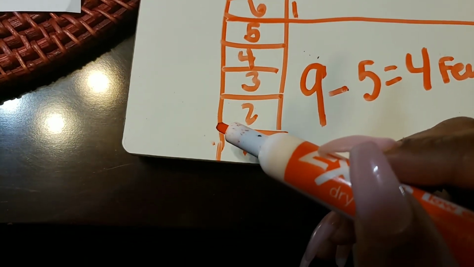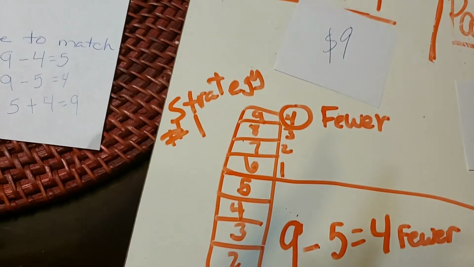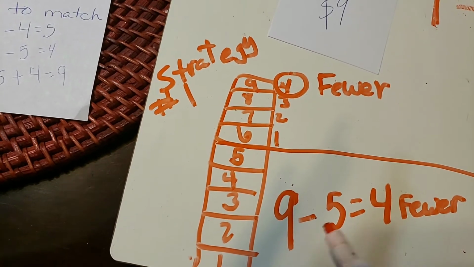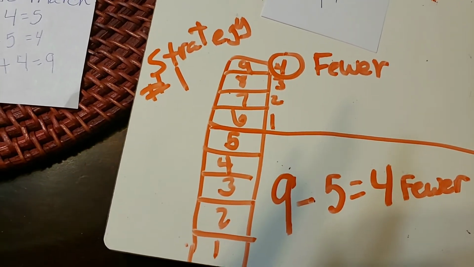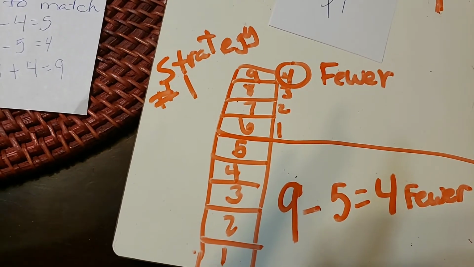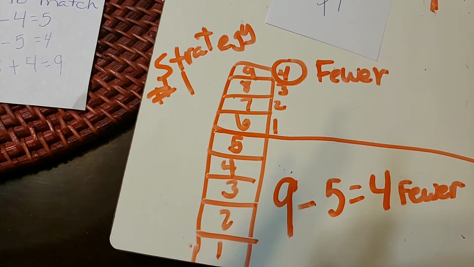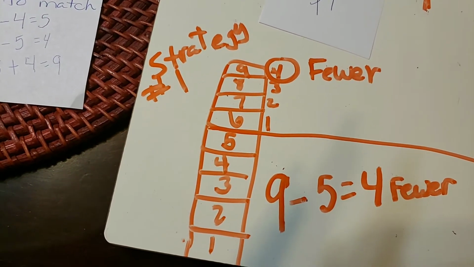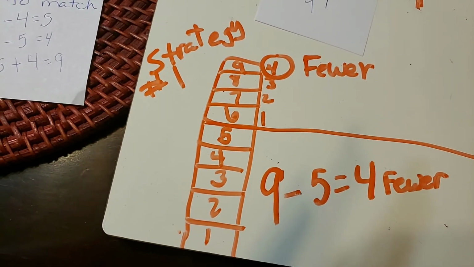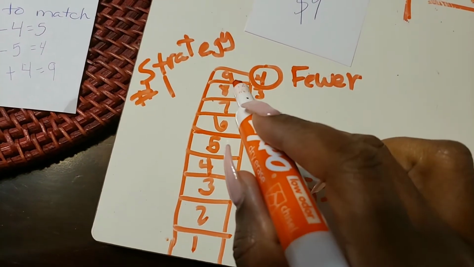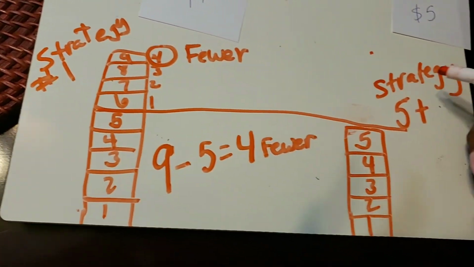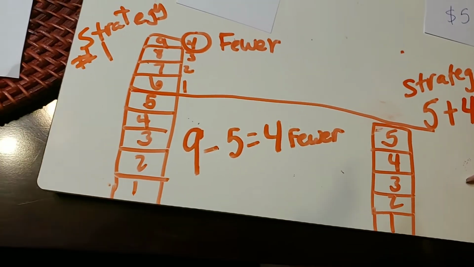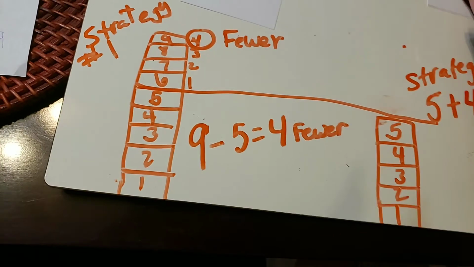Now, strategy number 2 is to take away the amount that is the same. Another one would be to add. So I know that partner 2 has 5. How many more will I have to add to get to how many partner 1 has? I will have to add 4 more to equal 9. So that's a second strategy.